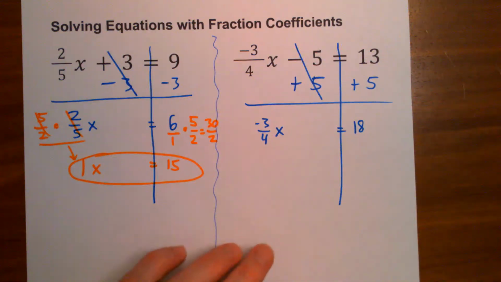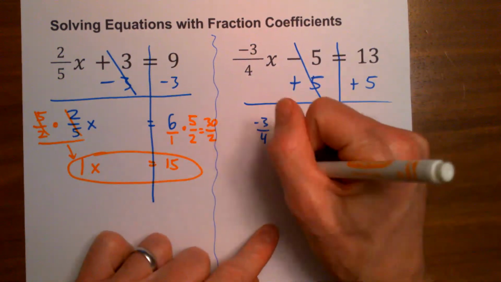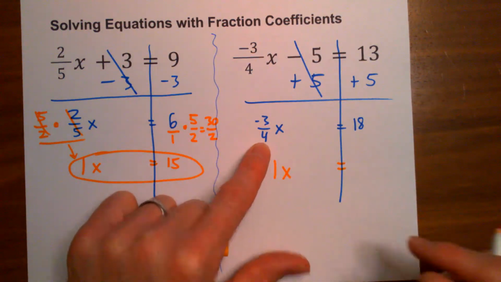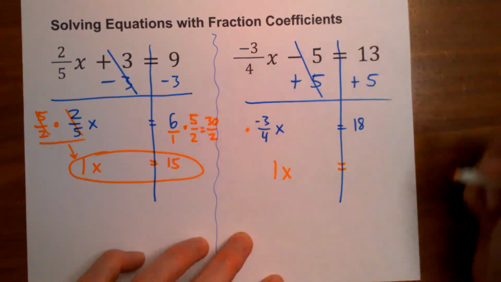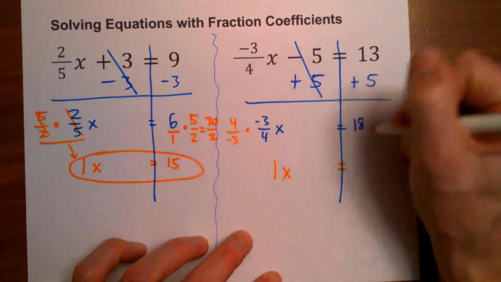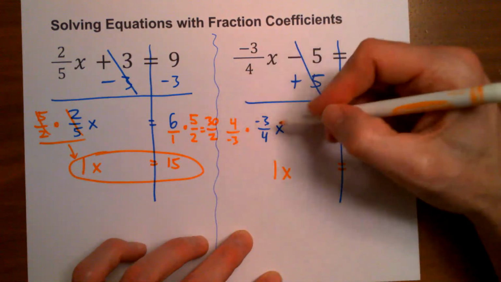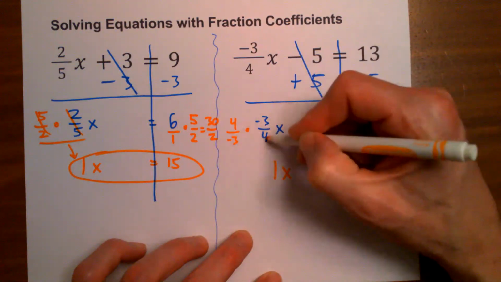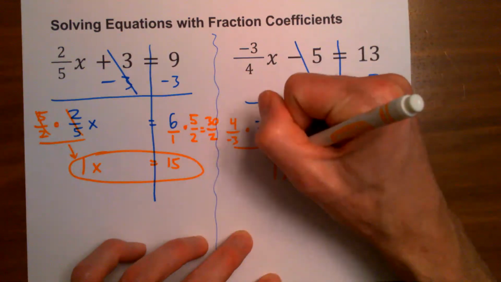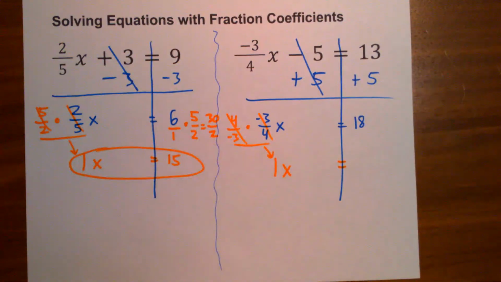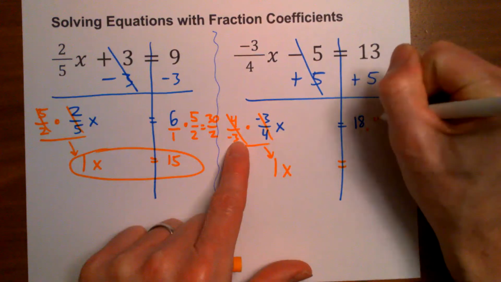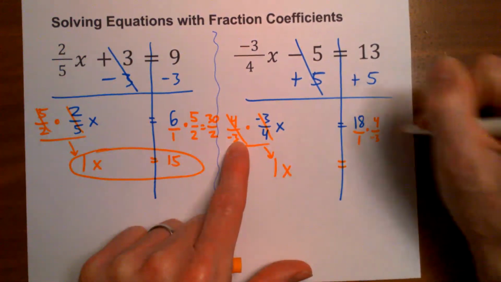But I don't care what -3/4 of x is. I want to know what 1x is equal to. So let's get rid of this fraction of -3/4, and we do that by multiplying by the reciprocal. If I turn that fraction upside down, I have 4/-3, and 4 times -3 is -12. Negative 3 times 4 is also negative 12. Negative 12 divided by negative 12 is 1. So those two simplify down to 1. If I multiply the left by 4 over negative 3, I multiply the right by 4 over negative 3.